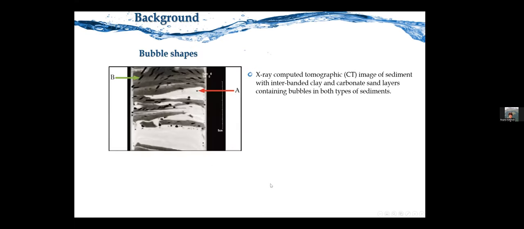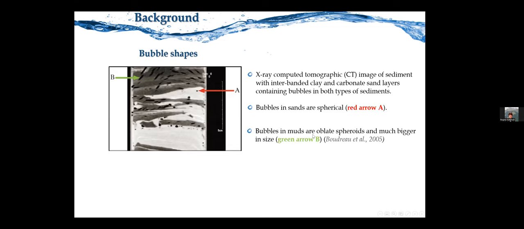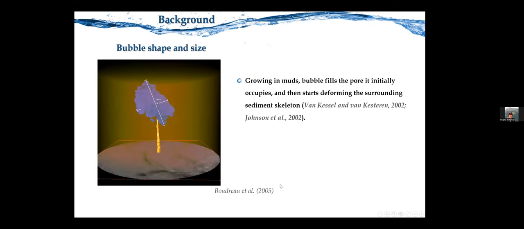So in order to compare the bubbles in coarse-grained sands and fine-grained muds, you can see an example of the CT scan of the core. This is a core with intercalated layers of sand in white and mud in dark gray, where you can see actually that bubbles in sands are small and spherical, and bubbles in muds are much bigger and can be described as oblate spheroids. So as I said previously, there were lab experiments on bubble growth in sediment samples that you can see here. In yellow, you can see again the core of mud. And this one is a straw and gas is injected and bubble grows.